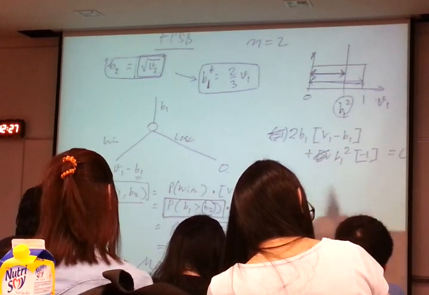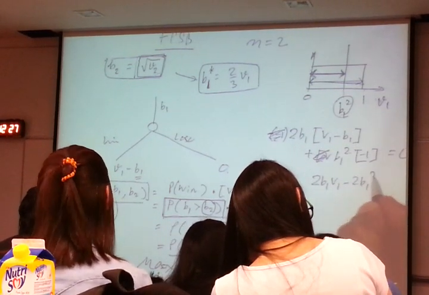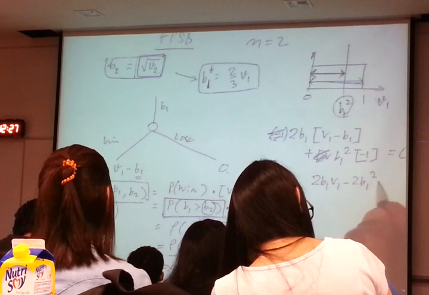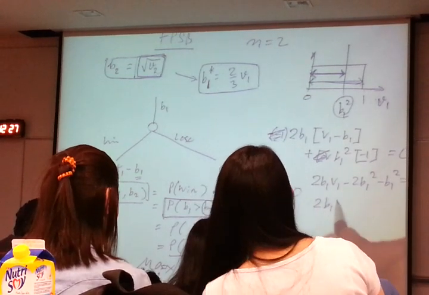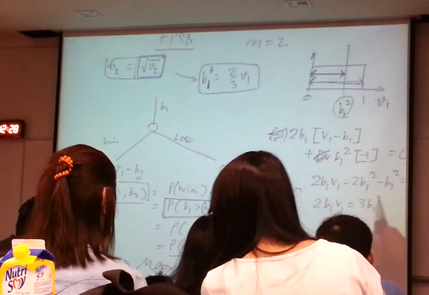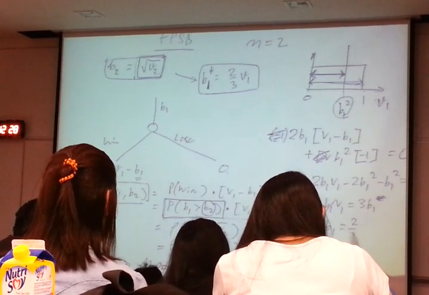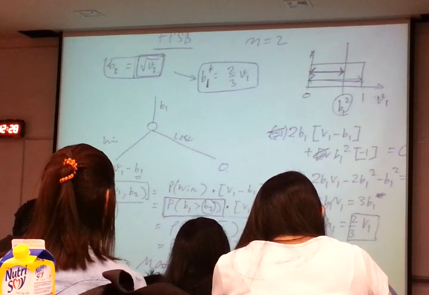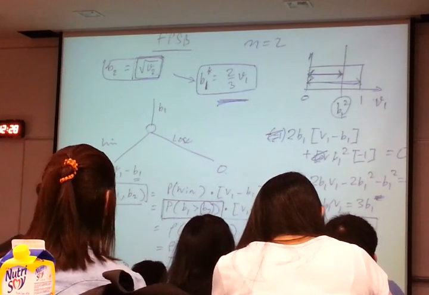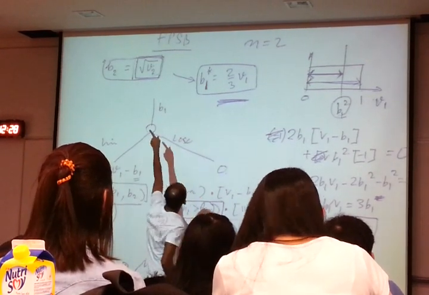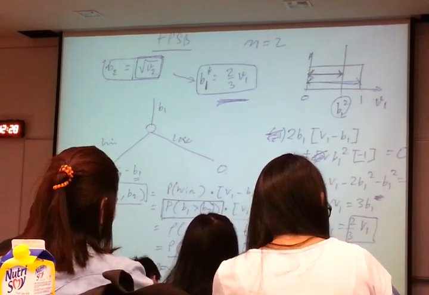Now I'll solve for b1. 2b1 b1, I'm expanding, minus 2b1 squared minus b1 squared is equal to 0. Therefore, you get 2b1 b1 is equal to 3b1 squared. Therefore, b1 is equal to 2/3 b1. That's what I'm asked to show. Bidder 1's optimal response, bidder 1's best choice of bidding rule, given that bidder 2 is doing this, is 2/3 b1. Clear, ladies and gentlemen? Okay?